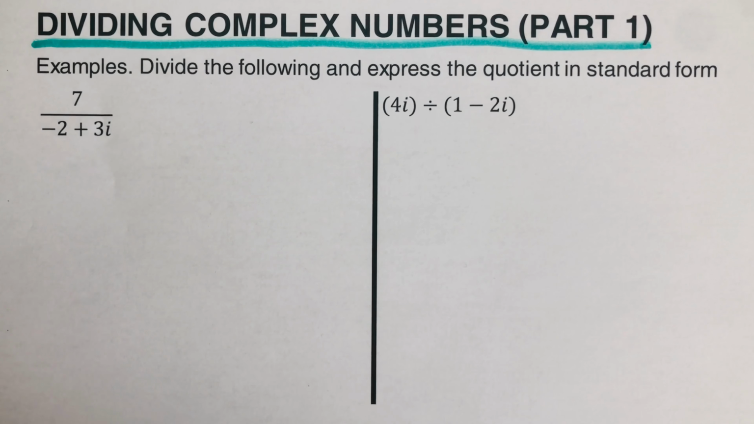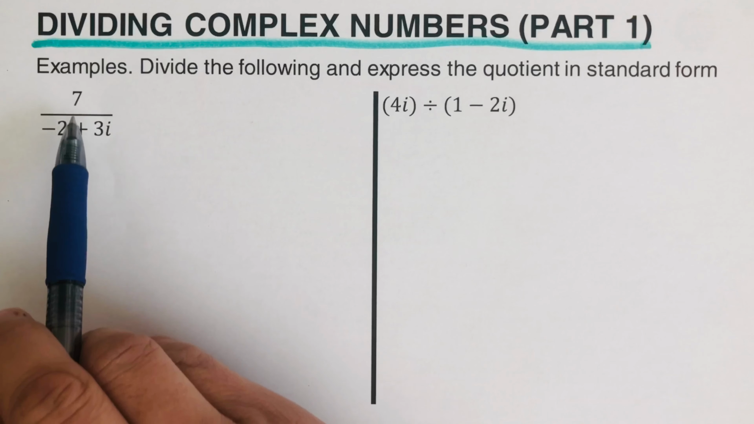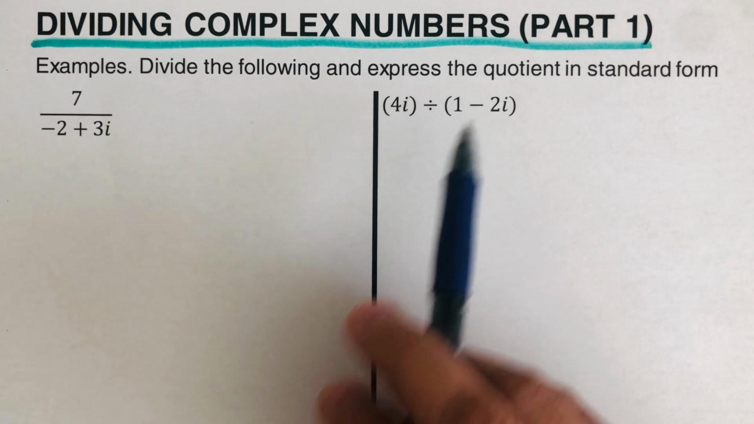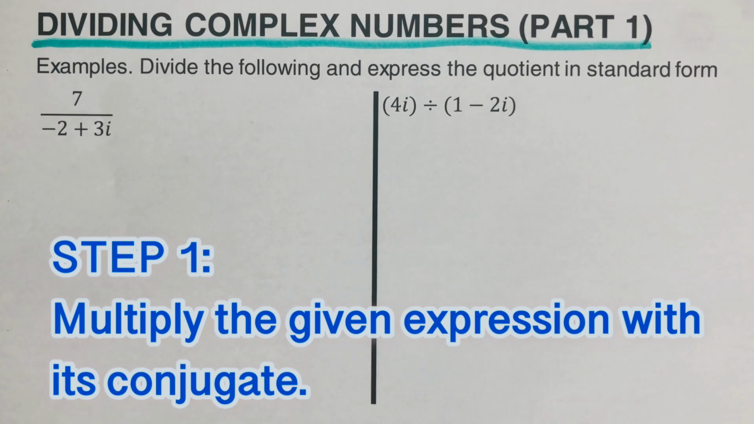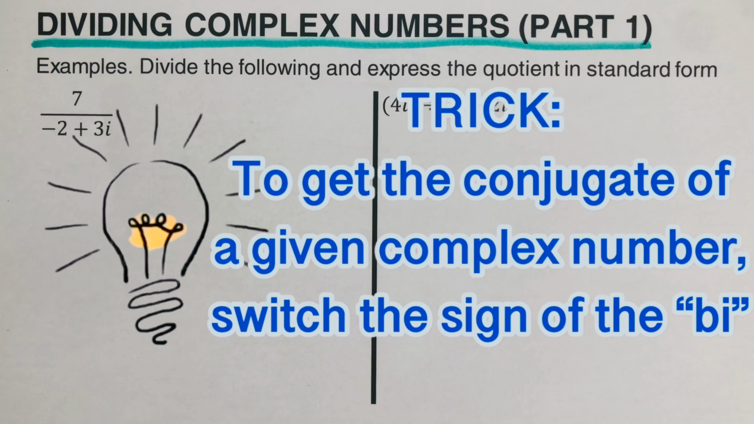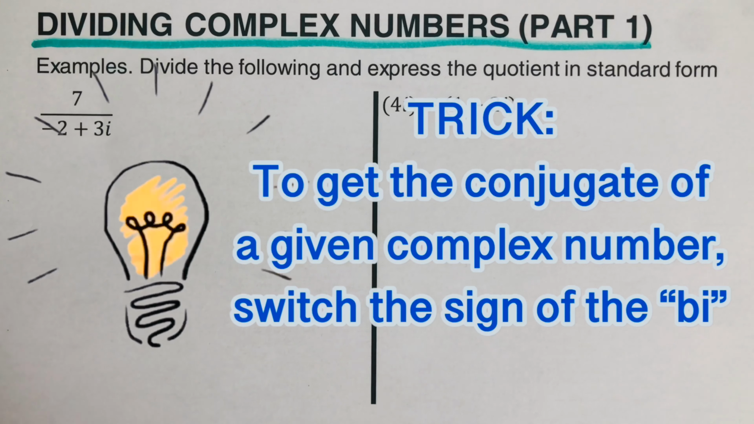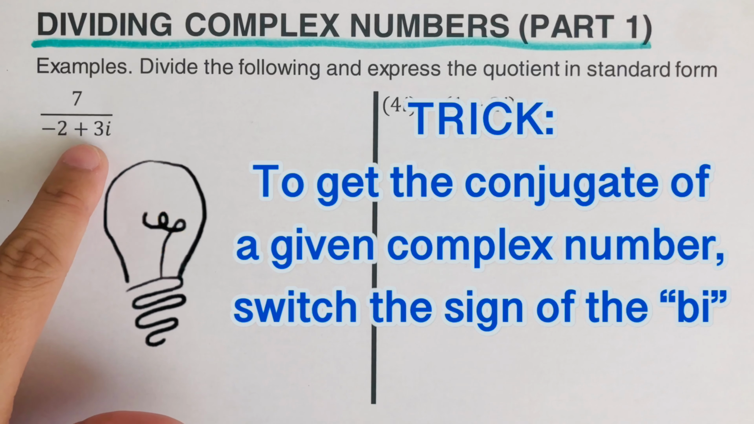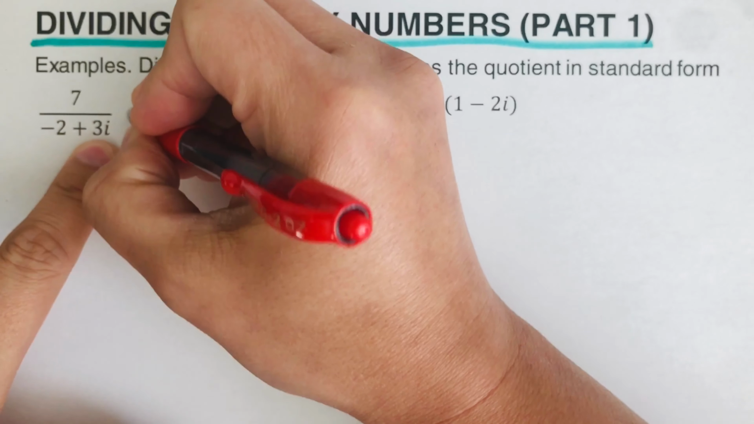Going back to the examples right here, we remember that there are steps that we need to follow in order that we can divide these two expressions. The first step is to multiply the expression with its conjugate. Now, we remember that in order to get the conjugate of a given complex number, we are supposed to switch the sign of the bi part. So in this case, our bi part is a positive 3i. So this means that our conjugate is a -3i.